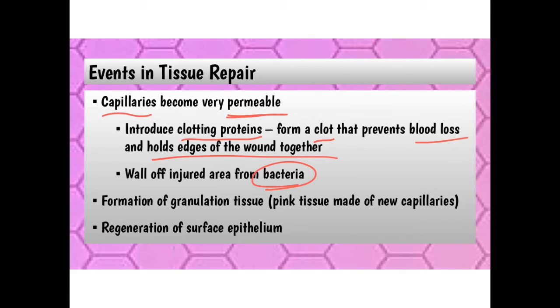The first type of tissue that will be formed is called granulation tissue, and this is a very pink tissue that's made of new capillaries. So you'll see this, if you get a cut on the skin, that area of the skin will sort of be pink once it's healing, once the scab goes away, and that's just that granulation tissue. And then you'll have regeneration of that surface epithelium, and the tissue will be repaired.